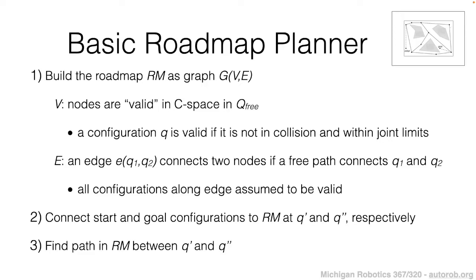So given that we've constructed this roadmap as the first step, the following pseudocode could then be defined in steps 2 and 3 for our planner. So first we could connect the start and goal configurations given as input to our planner to the roadmap at some configuration nodes Q prime and Q double prime. And then finally we could find a path within the roadmap between Q prime and Q double prime. And that then would give us a full path between the start configuration and the goal configuration.